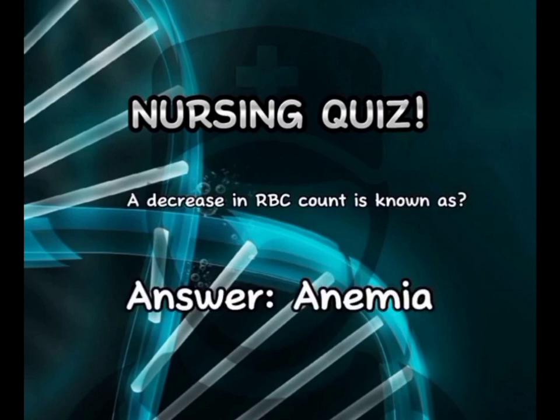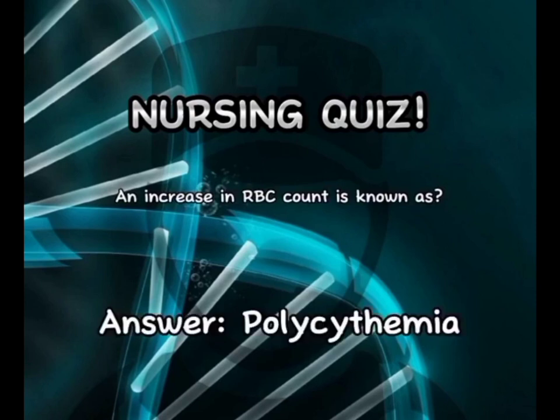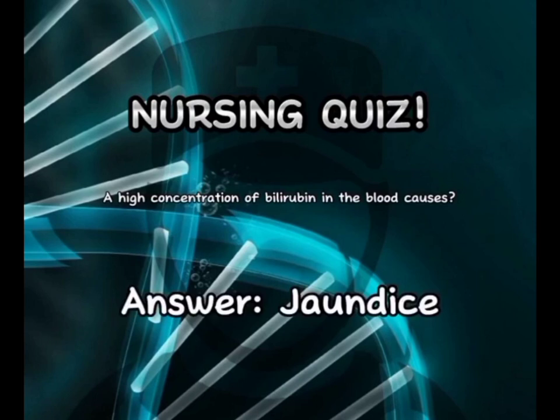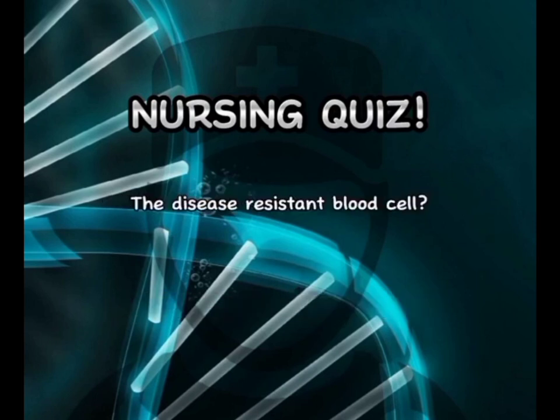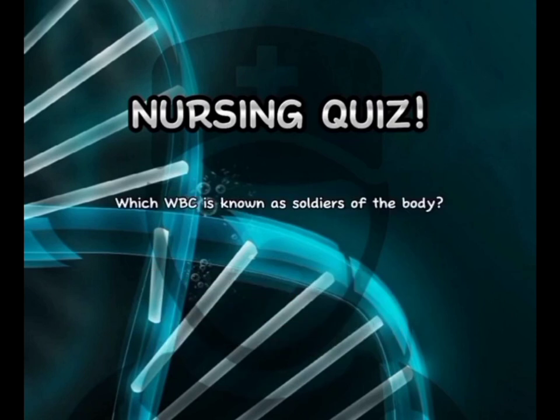Answer: anemia. An increase in RBC count is known as? Answer: polycythemia. A high concentration of bilirubin in the blood causes? Answer: jaundice. The disease-resistant blood cell? Answer: WBC, leukocytes. Which WBC is known as soldiers of the body?